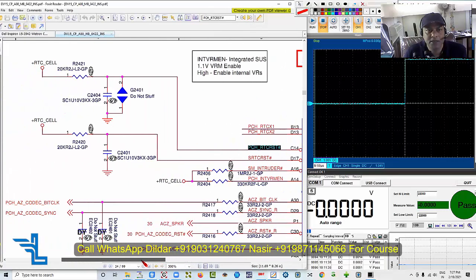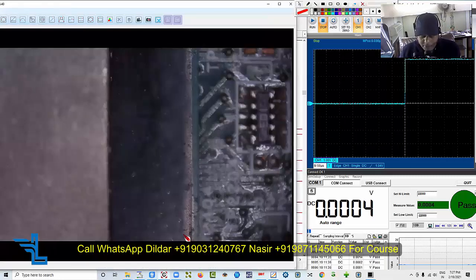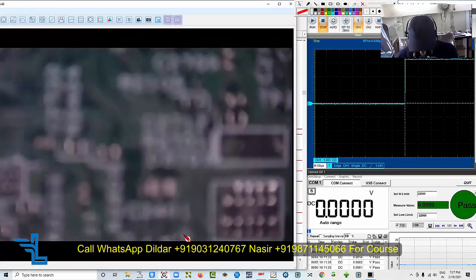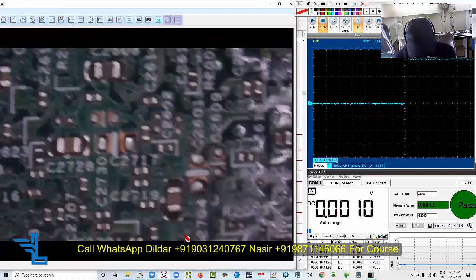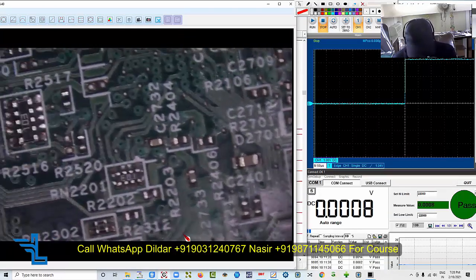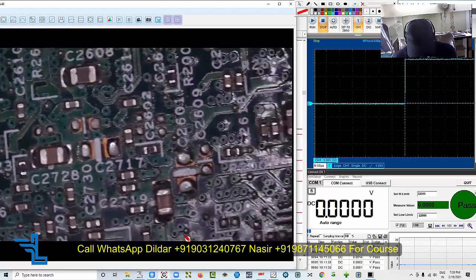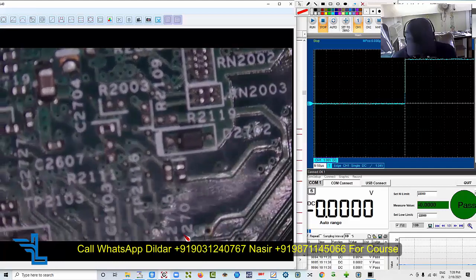RTC reset. Here somewhere you will find G4201. After the resistor and after the C2404, you will get a pad. A pad you will get nearby. I hope nearby PCH. Let me check. I haven't seen it. This side. I don't think it is available. This side. So let's find out in this side. I don't think it is available on this side.